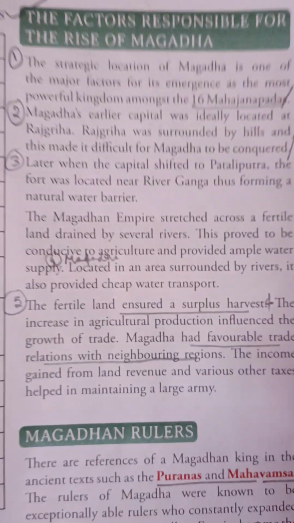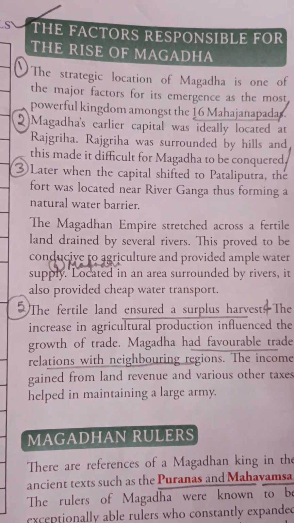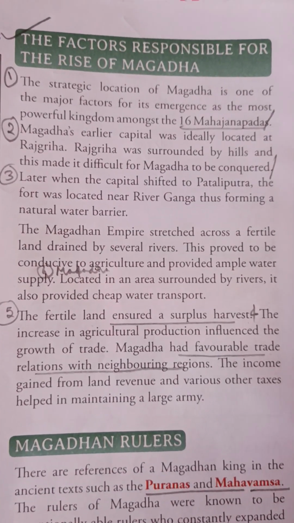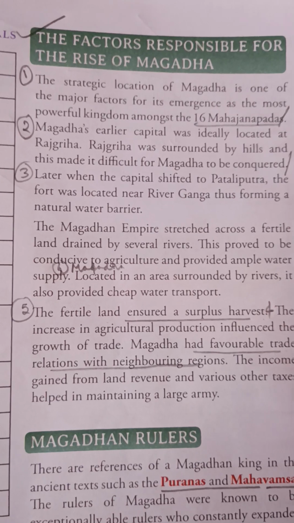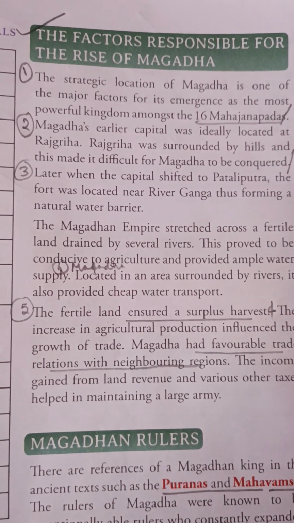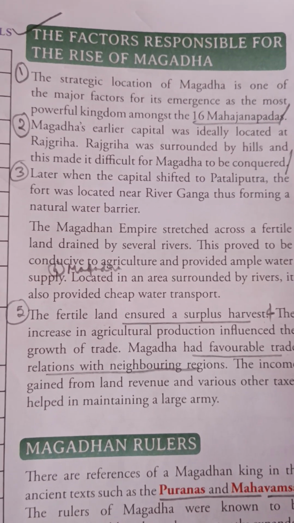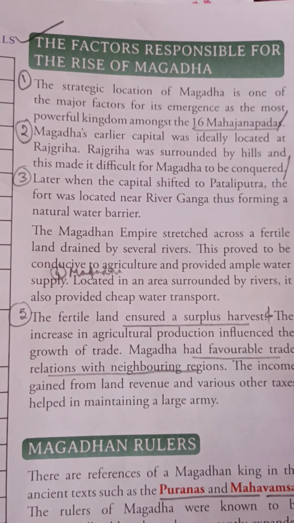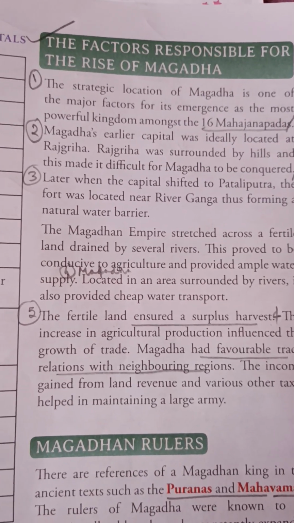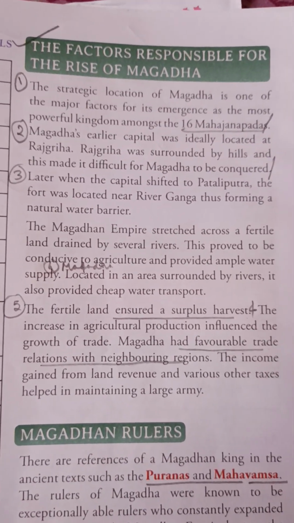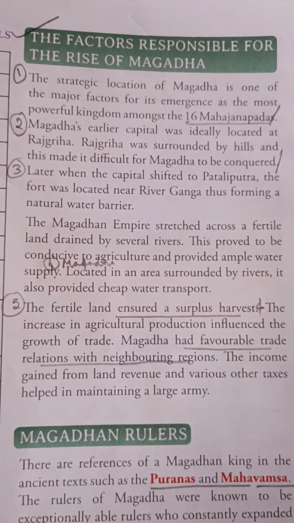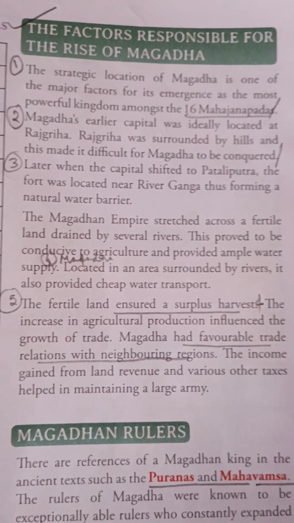Now some factors are responsible for this rise of Magadha. What are the points? First of all, as I have marked in the book, you will also mark in this way. The first one is that the strategic location of Magadha is one of the most important factors for its emergence as the most powerful kingdom among the 16 Mahajanapadas. Magadha was the most influential. Number 2, Magadha's earlier capital was ideally located at Rajgira. Rajgira was surrounded by hills, and this made it difficult for Magadha to be conquered.